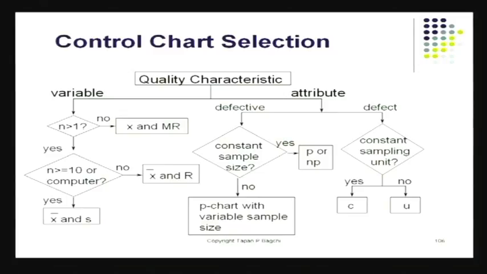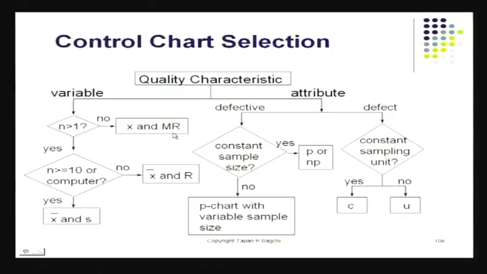Variables chart, I ask the question, is my sample size greater than 1? If my sample size is not greater than 1, I just use a plain X chart, the raw chart, and a moving range chart. And I use the same principle that I use for my X bar R chart. But the chart I'll be using here is the X chart, which will give me an indication of the accuracy of the process, and the moving range chart will give me an idea of the variation of the process. If n is greater than 1, that means the samples that I collect have a size that is greater than 1, like 3, 4, 5, 6.